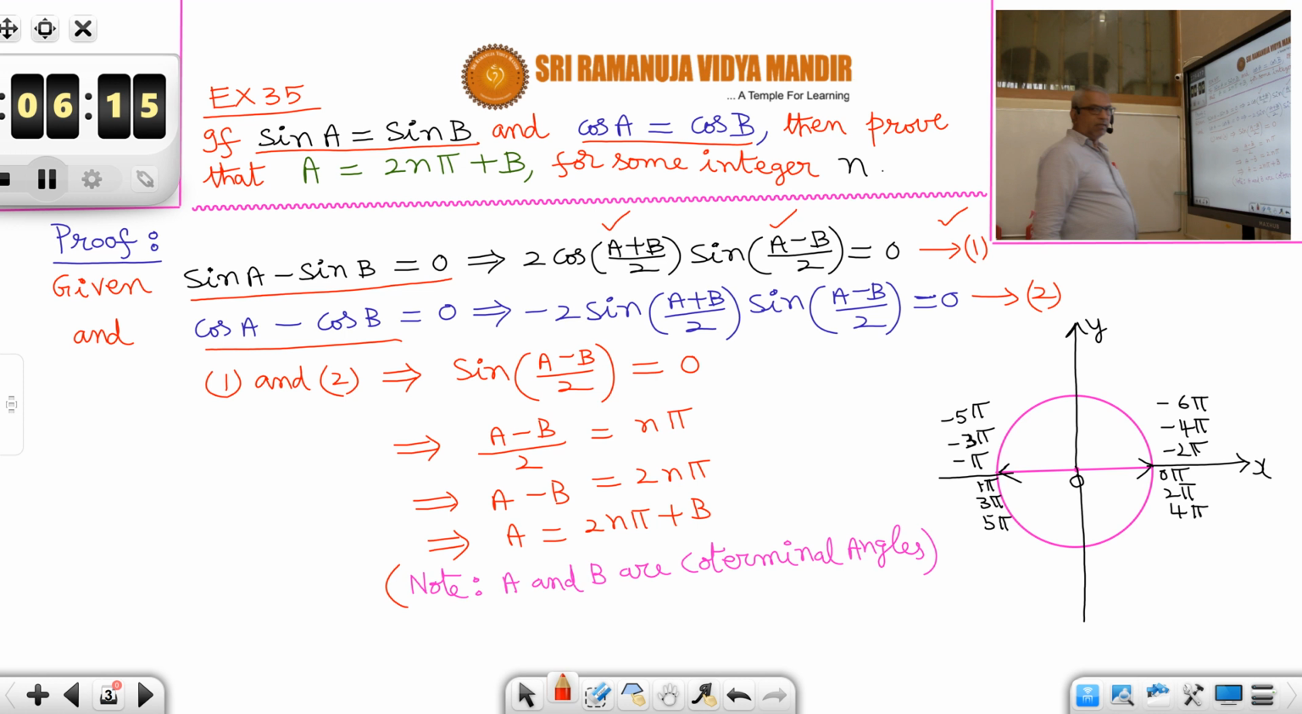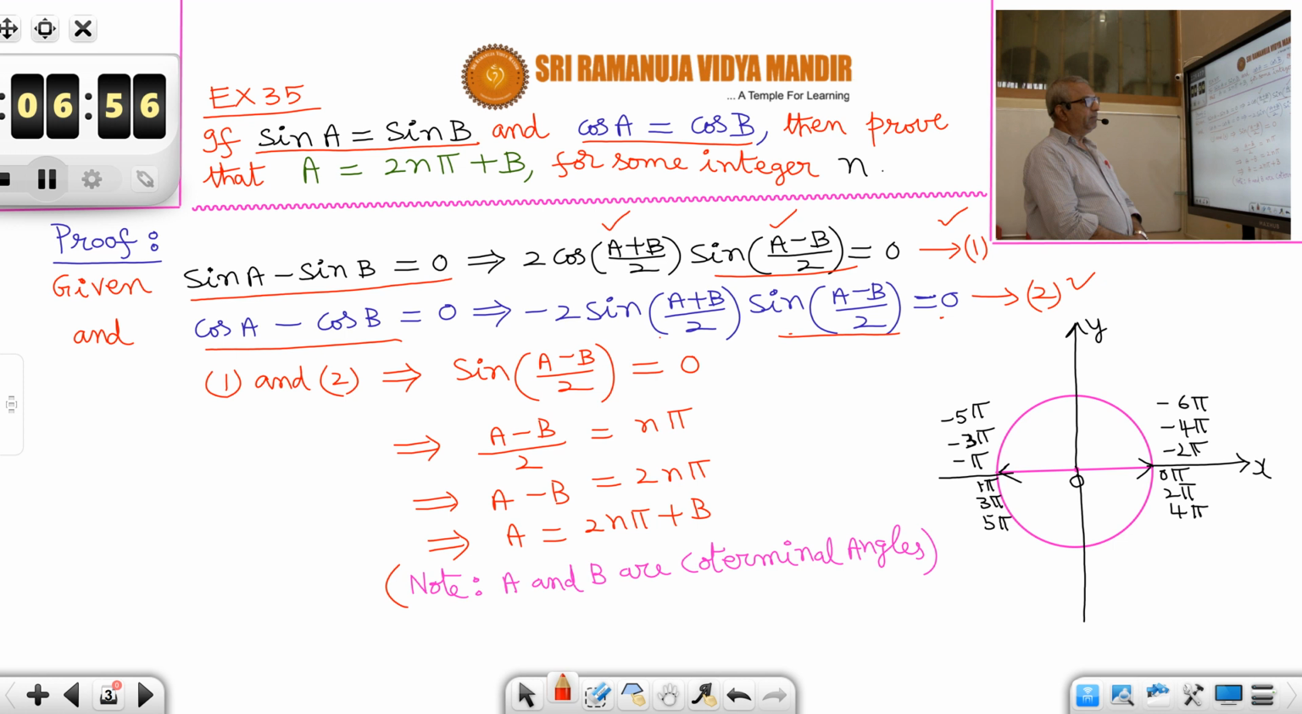So this is a very important formula: cos C minus cos D equals minus 2 sin((C+D)/2) sin((C−D)/2). Therefore minus 2 sin((A+B)/2) sin((A−B)/2) is also 0. Second equation. Observe the two equations carefully. Both are products, is it not? You find sin((A−B)/2) in both equations. So sin((A−B)/2) should be 0.